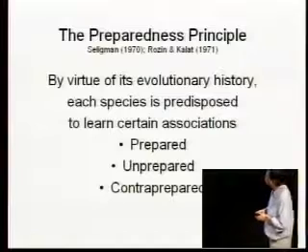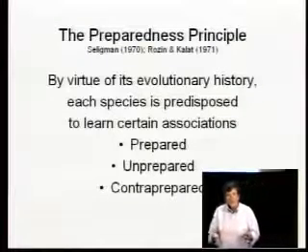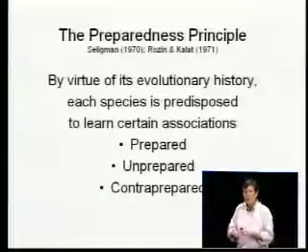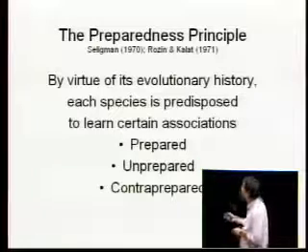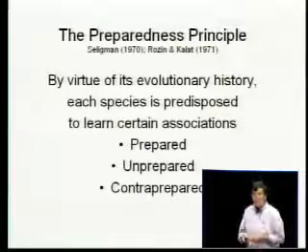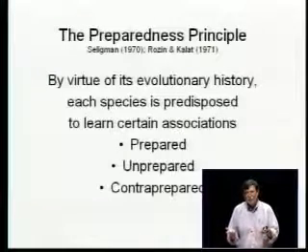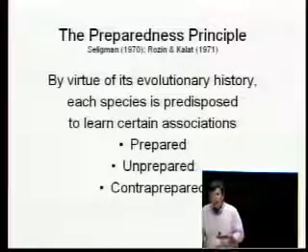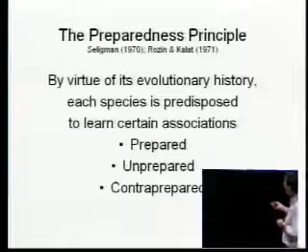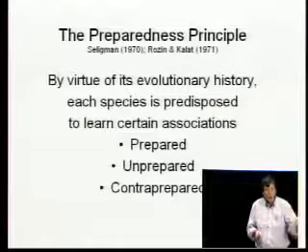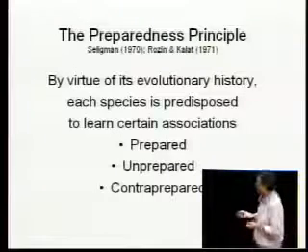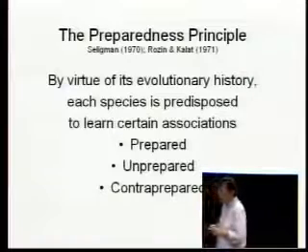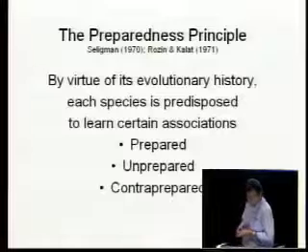And there are still other associations that are contra-prepared, meaning that by virtue of their evolutionary history, certain species simply can't make those associations at all. Associating sight and sound with shock, that's a prepared association for rats. Associating taste with nausea, that's a prepared association for rats. Associating sight and sound with nausea, that's contra-prepared. They can't do it. They're not built to do that. Associating taste with foot shock, that's also contra-prepared. Rats simply aren't able to do that either.